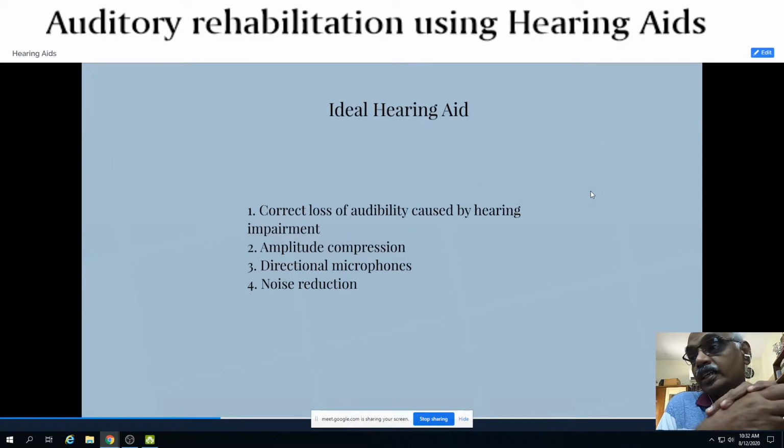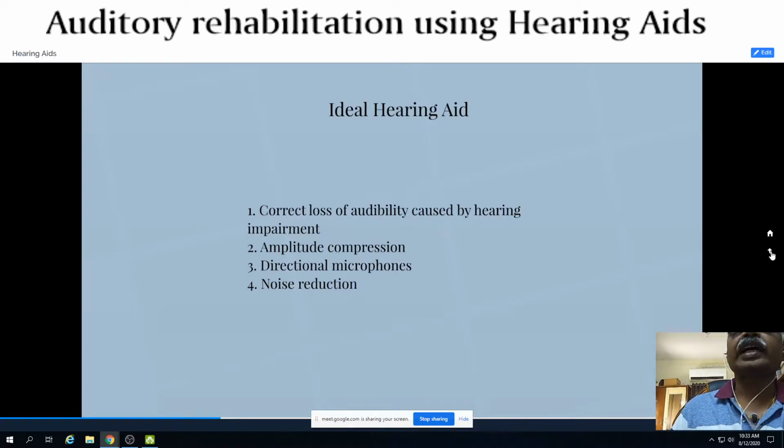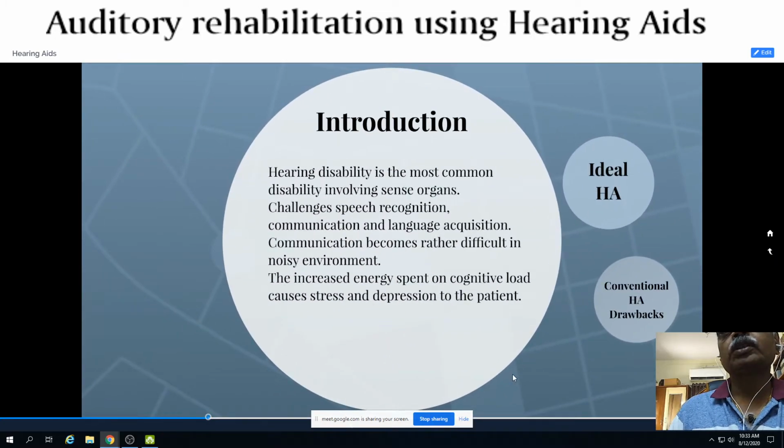And then noise reduction. The hearing aid should reduce the ambient noise level. Ambient noise is the normal noise which surrounds you. This noise happens to be of low frequency. It could be the running of a fan, it could be the humming of an air conditioner. These ambient noises should be suppressed so that the user can focus on the relevant spoken word. So these are the requirements of an ideal hearing aid.